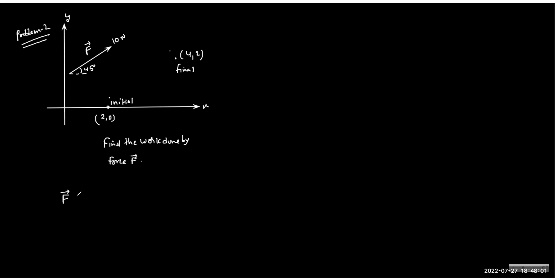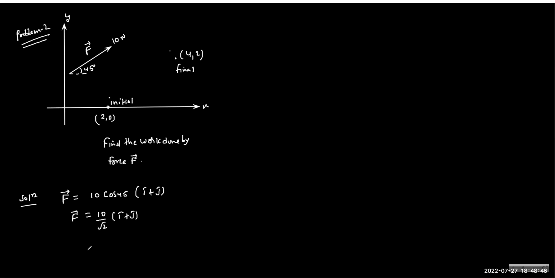So what is the F vector, guys? How to write the F vector? We know how to resolve a vector into components. So what can we write component-wise? F vector would be F cos theta i cap plus F sin theta j cap. Correct. So the theta here is how much? 45. So 10 by root 2 i cap plus 10 by root 2 j cap, which is 10 by root 2 (i plus j). Correct. So the force we got is 10 by root 2 (i plus j).